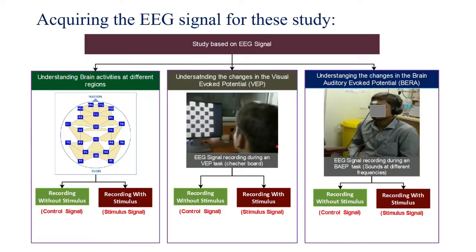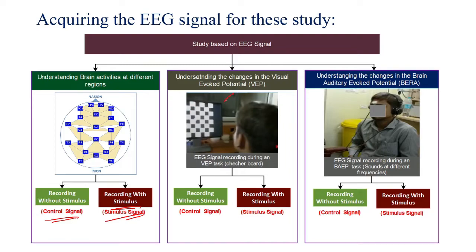So acquiring the EEG signal, the first thing, if you want to understand the brain activities at different regions, you can do it. As I told you, you can give a stimulus and record the signal. And if you want to have the control signal without that stimulus, you record the signal, and then before and after the stimulus you record the signal. The second thing is understanding the changes in the visually evoked potential.